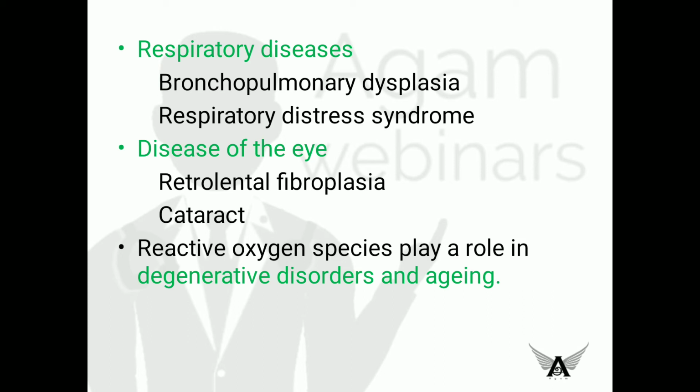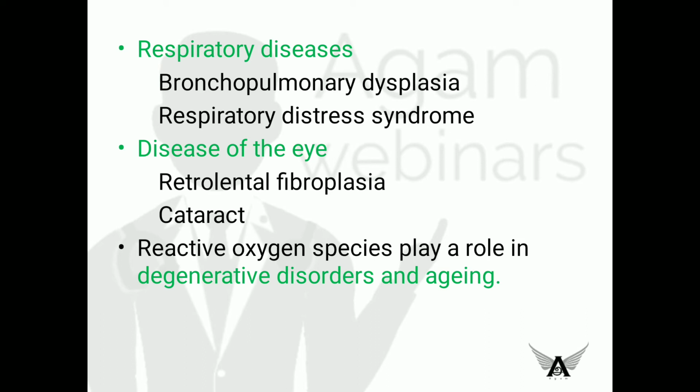Diseases of the eye. First condition is retrolental fibroplasia, also called retinopathy of prematurity. It is seen in premature infants who are treated with pure oxygen for a longer time. Here free radicals are released, which causes thromboxane release. What is the role of thromboxane? It causes sustained vascular contraction and cell injury.